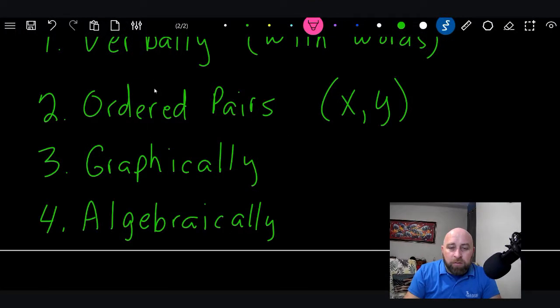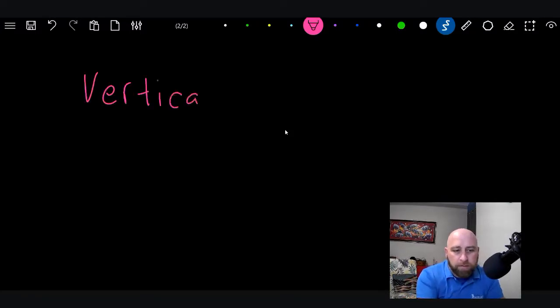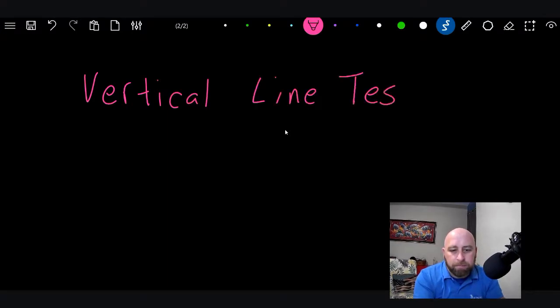Okay. Now let me talk about these 2, ordered pair and graphic. How are we going to tell if it's graphically, if they give it to us in a graph, how are we going to tell? And I'll kind of go backwards from this. So I started with algebraically. This one is graphically. How do I tell if it's a function, if it's expressed graphically? Well, we use what's called the vertical line test. The vertical line test. Okay.